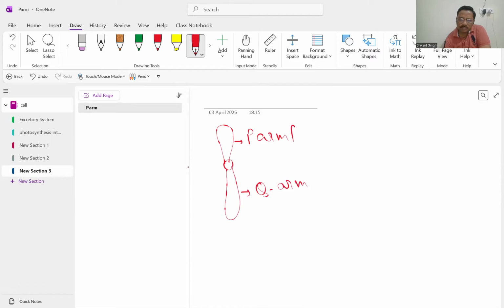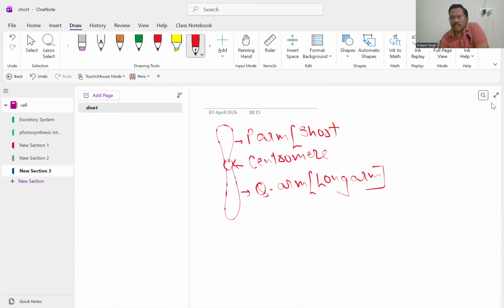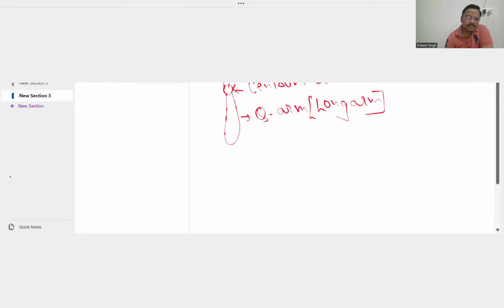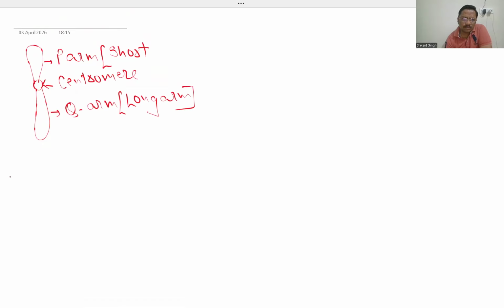The P arm is the short arm. A chromosome has a short arm and a long arm. Always remember, beta, that between these two arms the chromosome is connected by the centromere. So this way, the cell division process has occurred.